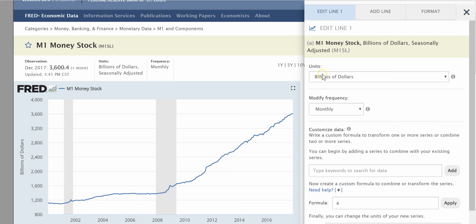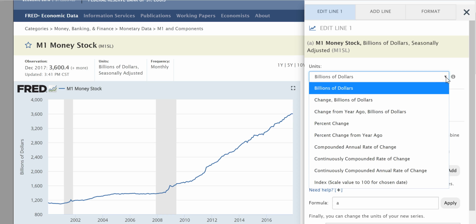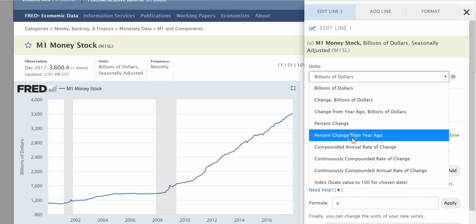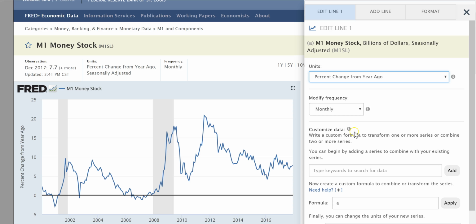you see here it gives you the units. Since the data is in levels, the units are billions of dollars. But as we said, the question is asking for the growth rate, so we need to change this to percentage change. Here it has percentage change and percentage change from a year ago. By default, we want to work with the percentage change from a year ago. So I use that.